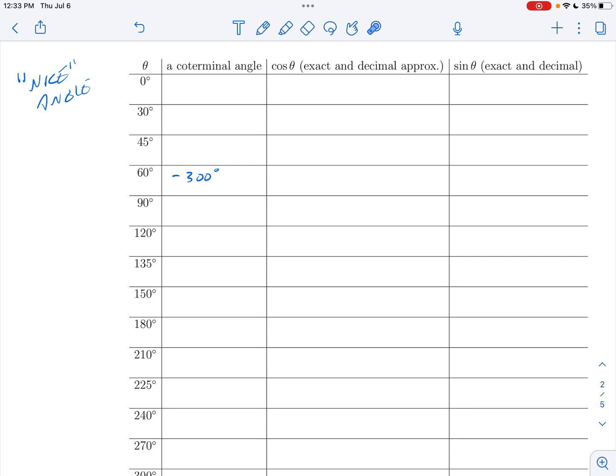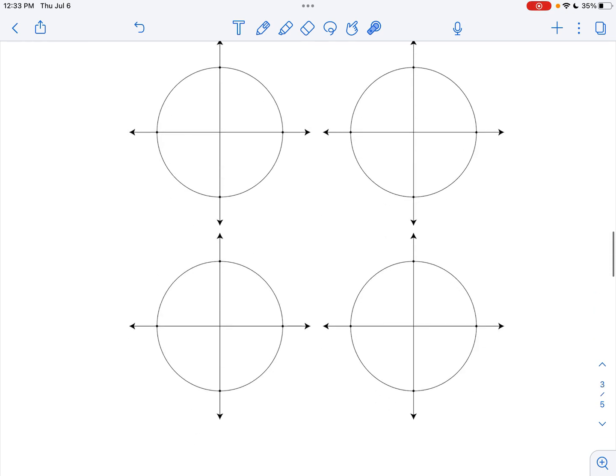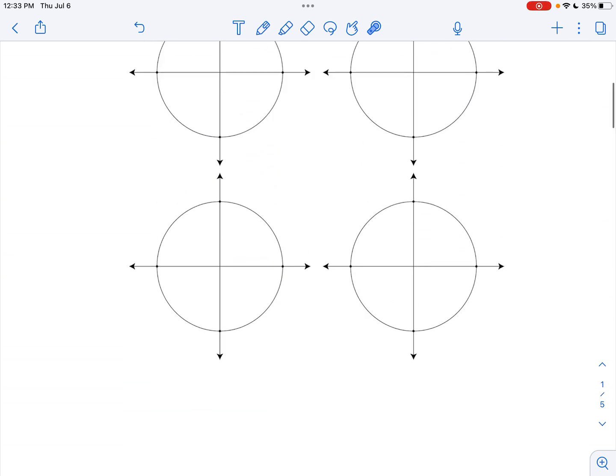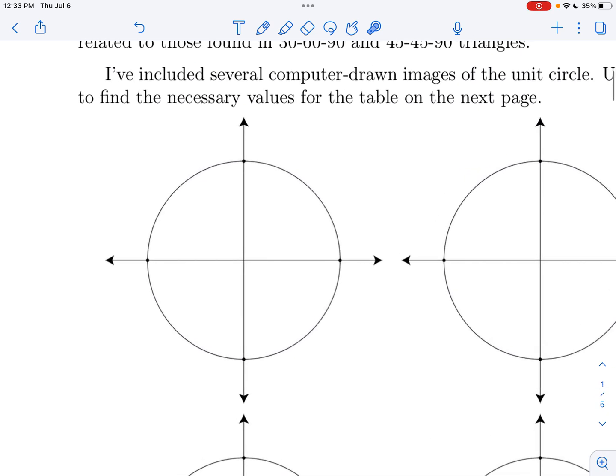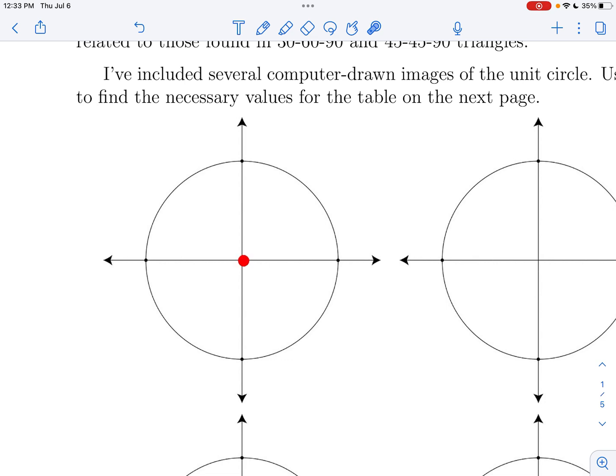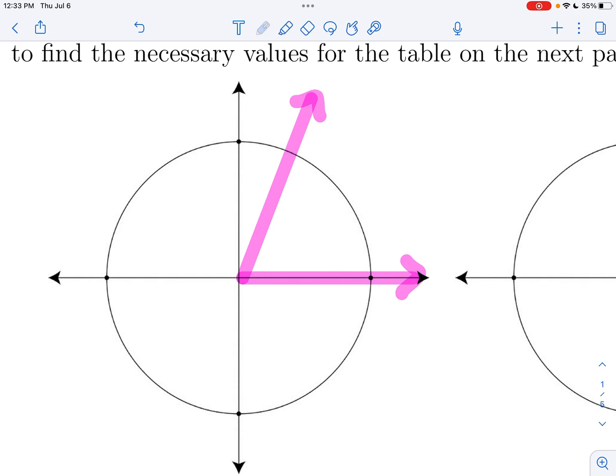So for example, if we were doing 60 degrees, and you'll notice on both the page before and the page after, I have some examples. So let's do our best to draw something that looks like 60 degrees. Put our angle in standard position. 60 degrees is something like so. We're thinking about the location of this point. Get in the habit of drawing the triangle.